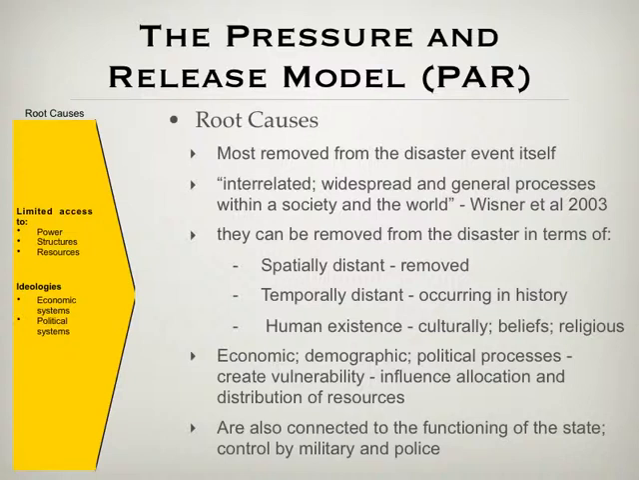And it's also connected, if you look at the political processes and maybe security processes, to how a state functions or does not function, and how military and police practice control in a certain area and situation. Okay, so that's most of the things that have influence there. If you look at the graphic representation now, root causes originate from things like limited access to power structures and resources. Okay. And ideologies, like political systems or economic systems that are in place that influence different things. So the idea here is that this is the point where certain things originate to have an influence on future aspects.